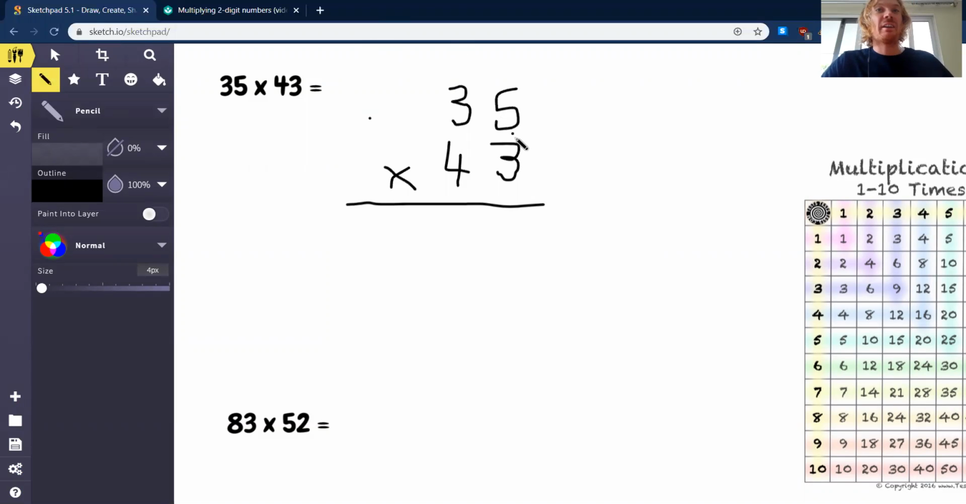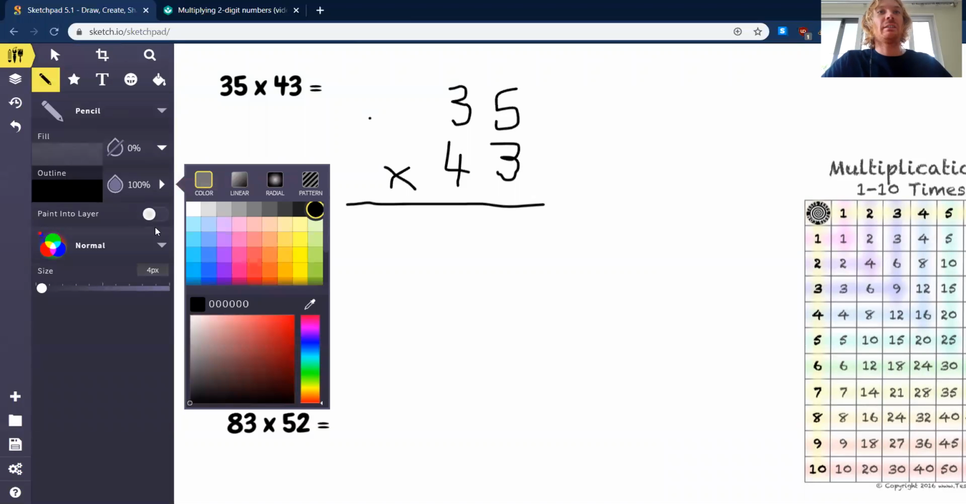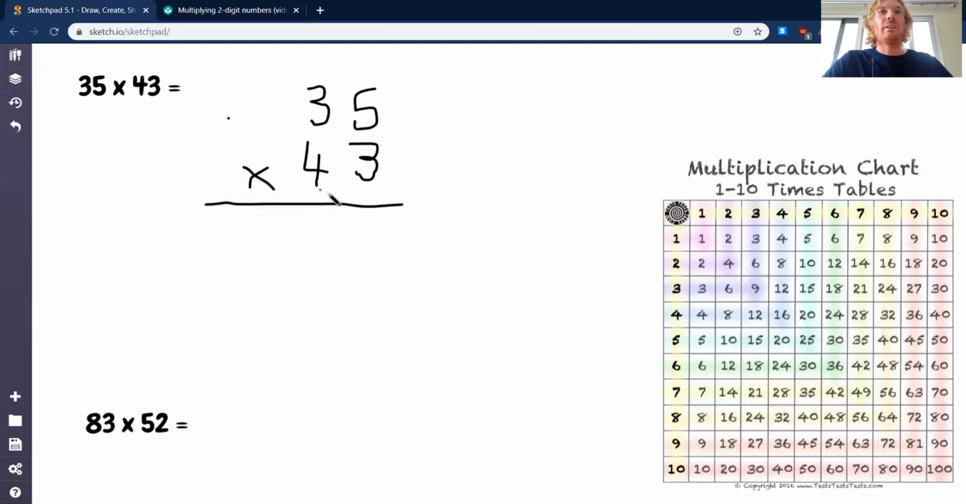Now, just like we're doing with our single digit by two-digit multiplication, we're going to start off exactly the same. We're going to start off with the 3 in 43, so 3 ones, and we're going to multiply that 3 against the 35. So we're going to go 3 times 5, and then we're going to go 3 times 30, or 3 times 3. And I'll explain that now.